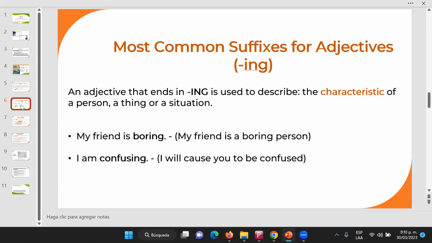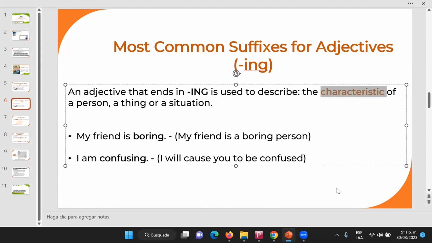ing doesn't have a restriction compared to ed. Remember, ed is for feelings and living things, people and animals, while the case of ing can cover whatever we want. And notice that we're talking about a characteristic that is more connected to a long-term situation.